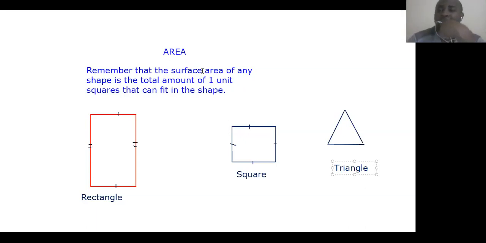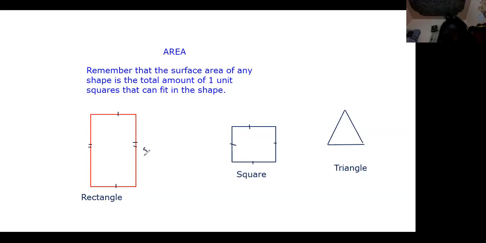Okay, so here we have a rectangle, and I'm going to arbitrarily say that the length of this double side, the side with the two sticks on it, we're going to call 8 centimeters. So we're measuring in centimeters, abbreviated cm. And this shorter side here, we're going to say that it measures 4 centimeters. All right?